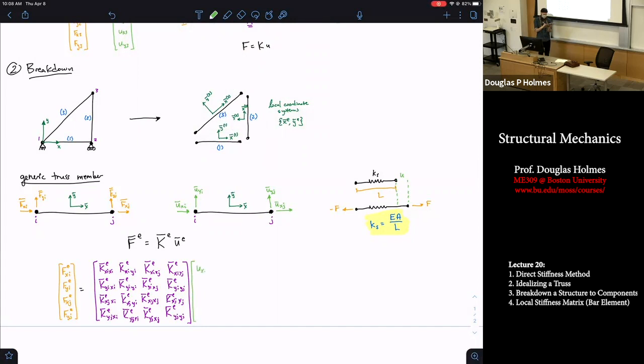X, Y, J. All right, and now this is the system of equations we're looking to solve.